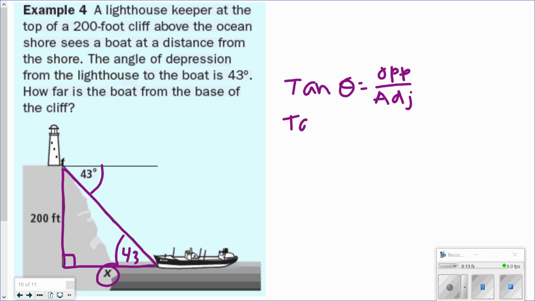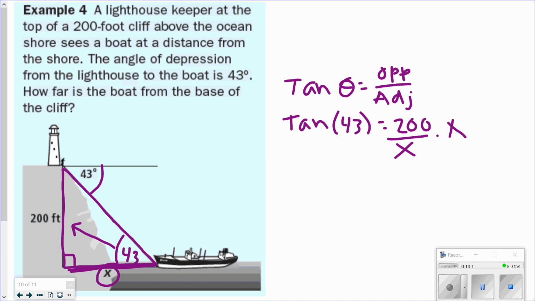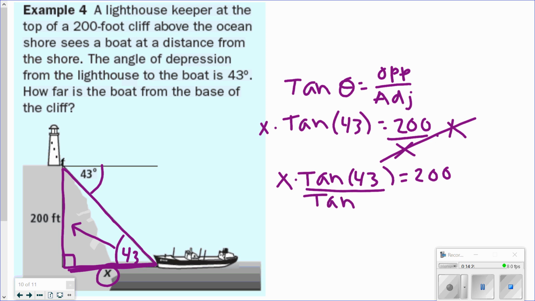So tangent of 43 is equal to, my opposite side is 200. My adjacent side is x. I want to solve for x, so I need to get x out of the denominator. And to do so, I'm going to multiply x by each side so that those cancel. So x times tangent of 43 is equal to 200. I need to divide by tan of 43 on each side to get x by itself.